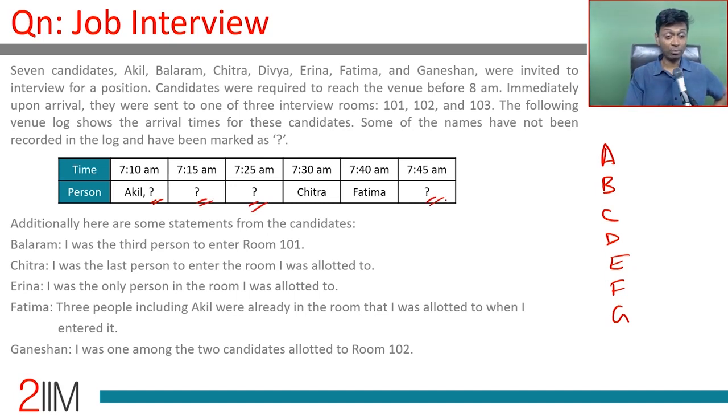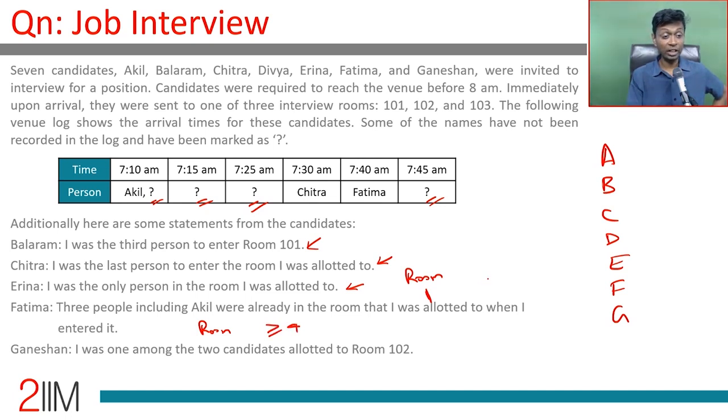And then we have these statements from the candidates. Balram says, I was the third person to enter room 101. Chitra: I was the last person to enter the room I was allotted to. Irina: I was the only person in the room I was allotted to. So there's some room that has only one person. Three people, including Akhil, were already in the room that I was allotted to when I entered it. So there's one room that has greater than or equal to 4.